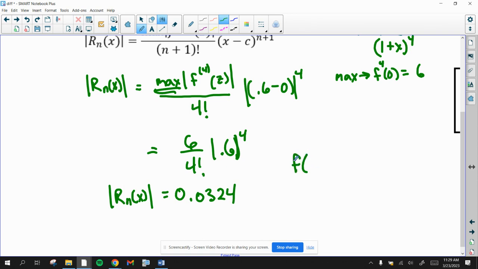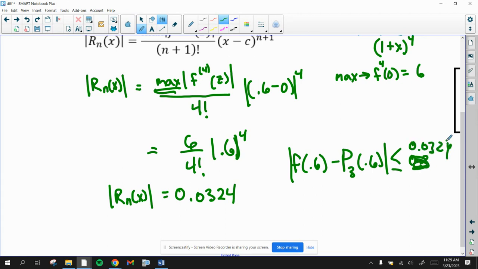So we know that when we approximate, the actual value of the function at 0.6, minus our polynomial at 0.6, is not going to be any greater than 0.0324. And that's how you use a Lagrange error bound. That's all there is to it.